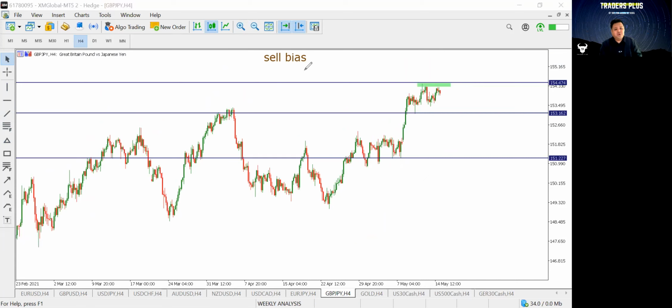Because if ever you will sell, this will be your SL above 154.474. TP1, 153.162. Pero ako hanggang dito, pwede akong humangad eh. TP2, 151.227. Pwede siya hanggang doon. Alright? At yun lang yung risk mo. Okay. So, maganda tong trade idea na to for me. I'll go for it. Okay.